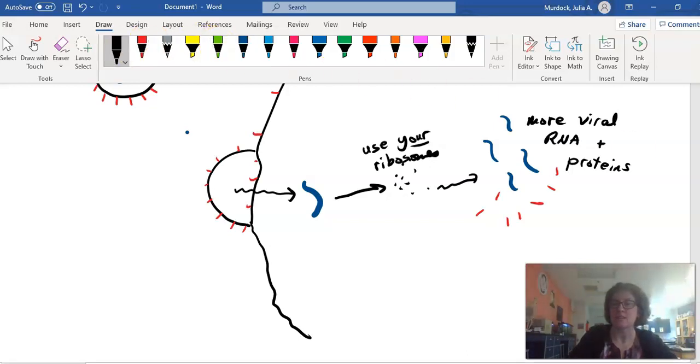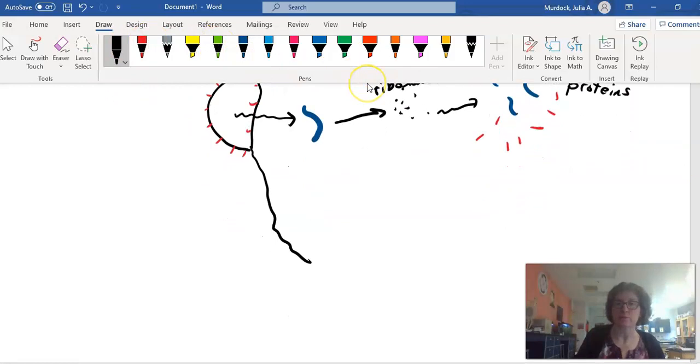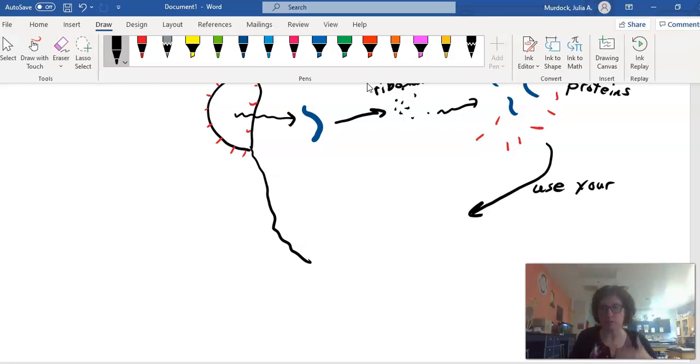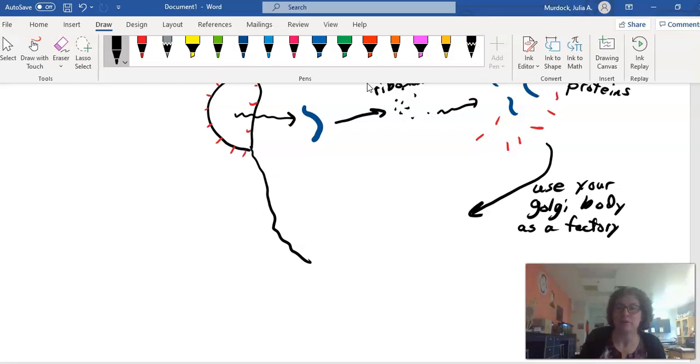Okay, then the next thing is that it assembles more viruses. So it uses all these parts, and again it's going to use your Golgi bodies. I actually just saw online a really great video that explains how COVID is working. It uses your Golgi body as a kind of factory floor to assemble more, to make a bunch of new viruses.